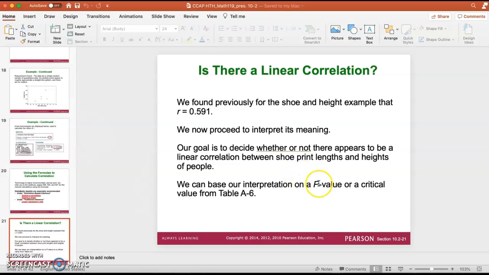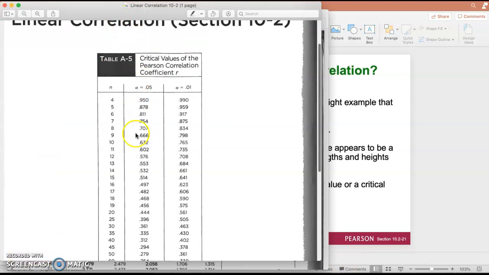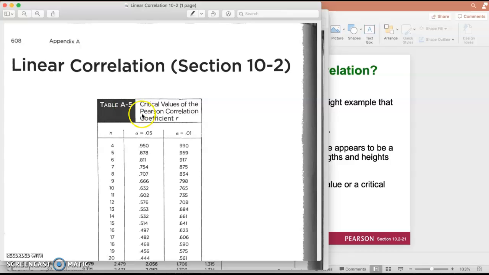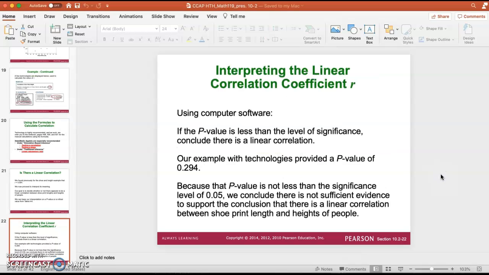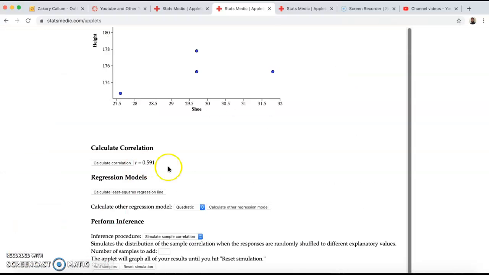We can interpret it using a p-value or a critical value from table A-6, which actually is going to be table A-5 for our book. The slides are based on a later edition. Using computer software, if the p-value is less than the significance level, we conclude there is a linear correlation. Our example with the technologies provided a p-value of 0.294. Now, I'm going to show you how you can find that 0.294 using that same StatsMedic applet.